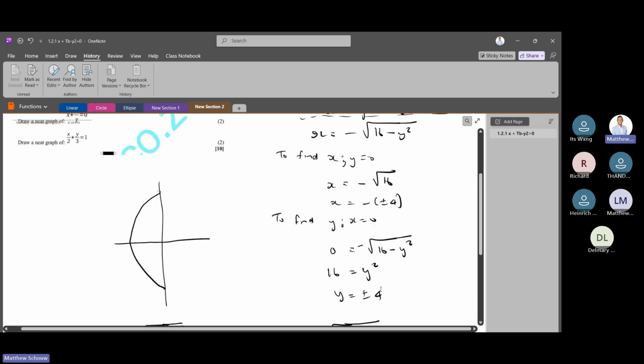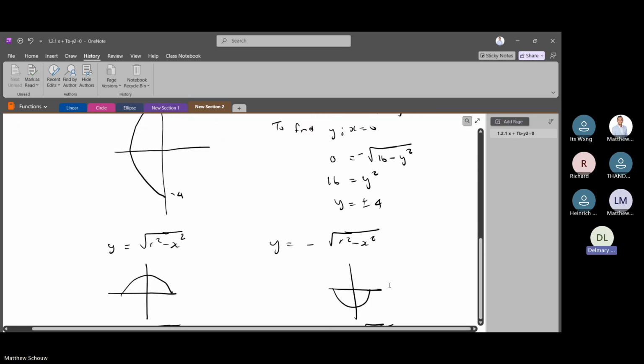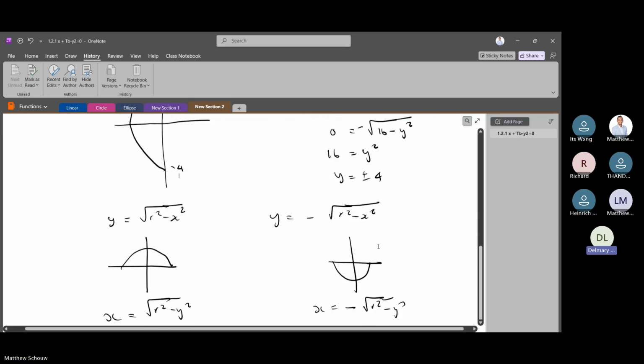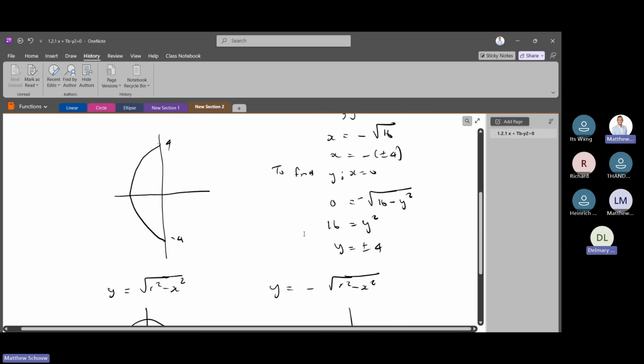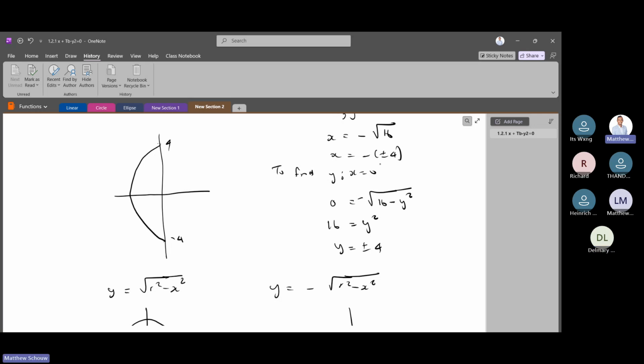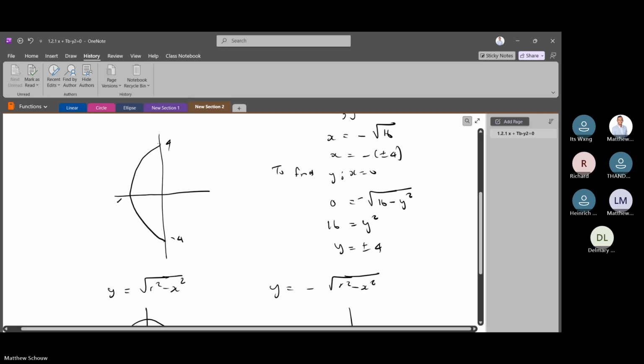And we're going to have 4 and minus 4, and then minus 4 on the x. Negative 4. You see, this is what that was about here. Negative 4.